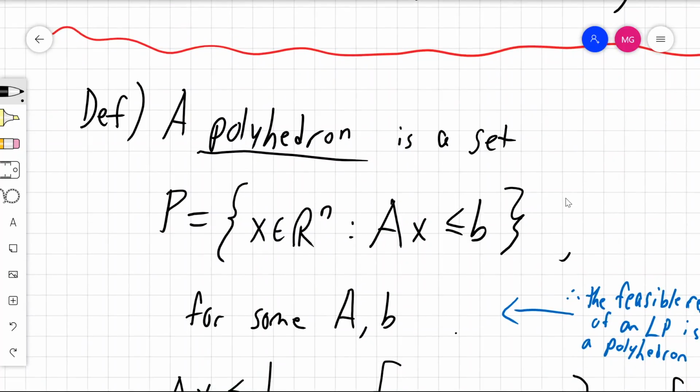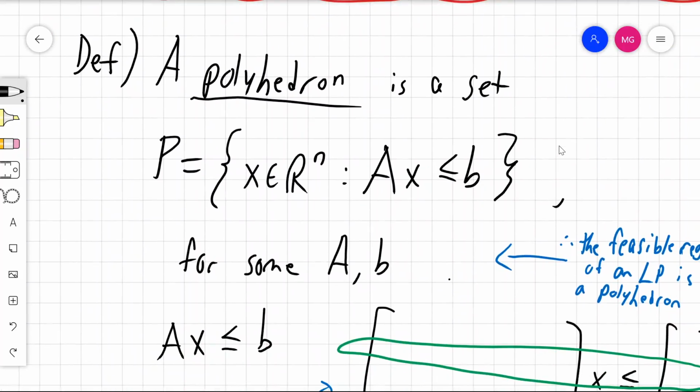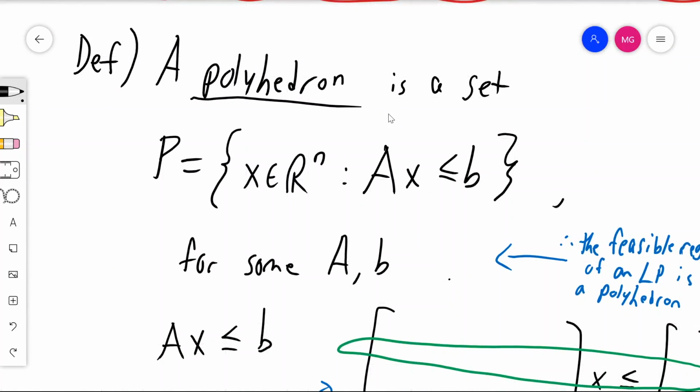Okay, and so now let's give a definition for what a polyhedron is. A polyhedron, that purple set that we drew, is a polyhedron, by the way. So a polyhedron is a set P of the form: points x in R^n that satisfy these constraints, Ax less than or equal to b, for some particular A and b, whatever they are. So if you know the A and b in advance, and if we have a linear program, then we do know what the A and the b are. These are the constraints of the linear program.